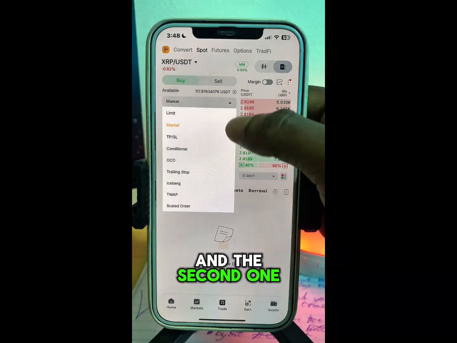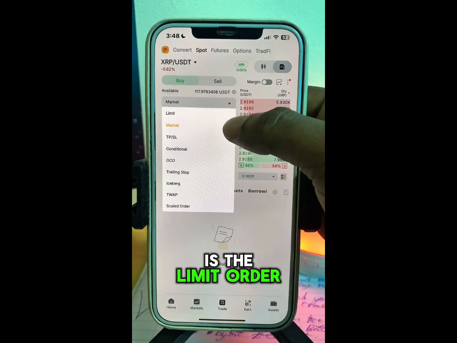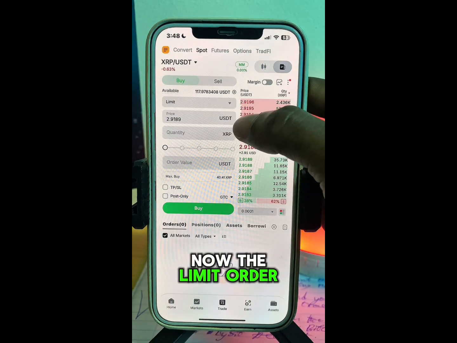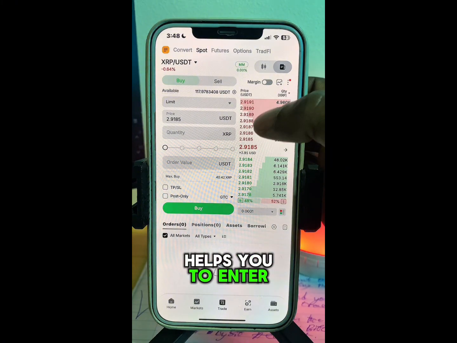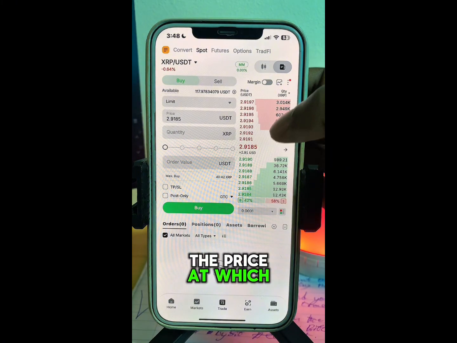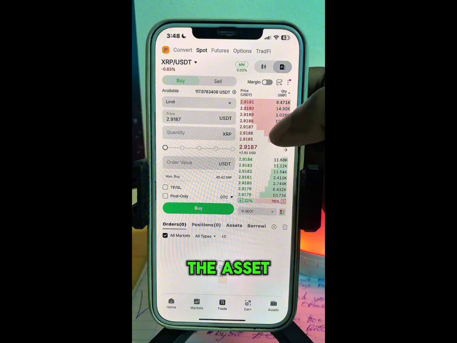And the second one, which is my favorite, is the limit order. The limit order helps you to enter the price at which you want to buy the asset.